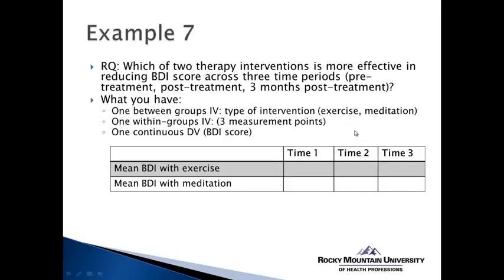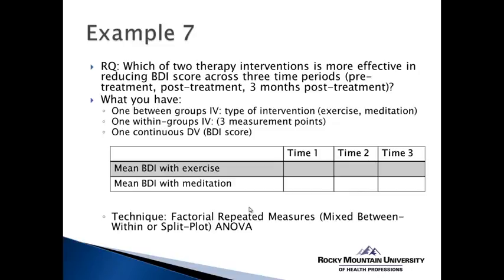But now there's a repeated measures component. The people that are in the exercise group are being measured 3 times. The people in the meditation group are being measured 3 times. So in this case, our technique would be that factorial repeated measures ANOVA, again sometimes called the mixed between-within design or the split plot ANOVA design. Unfortunately, again, we do not have a non-parametric alternative here. So again, we might need to rethink what our outcome is going to be.